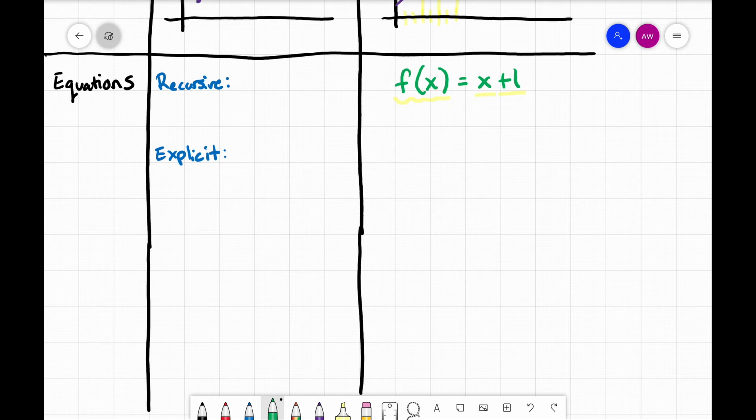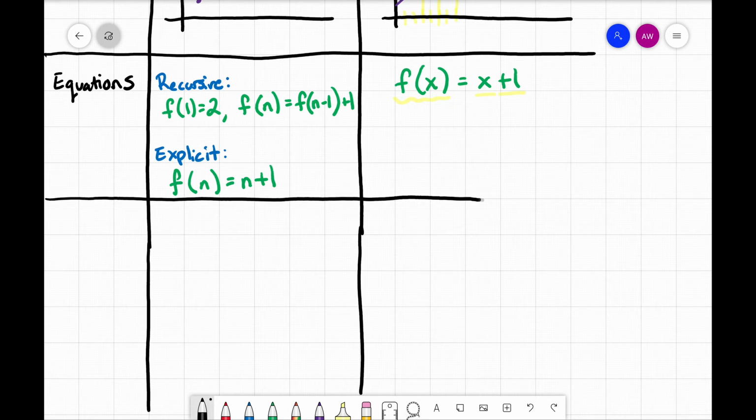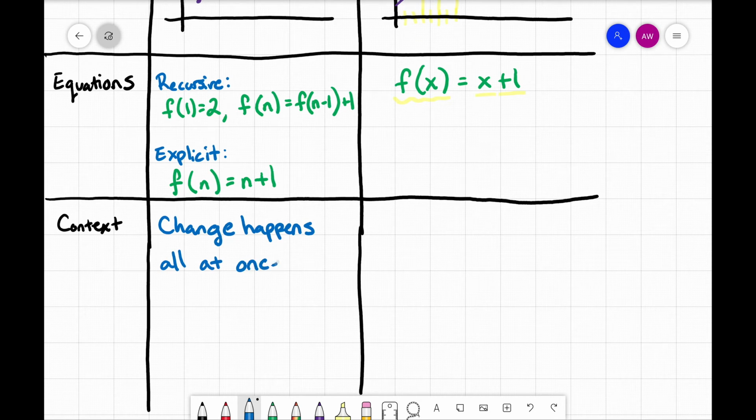Discrete equation example. If we're talking recursive, we could say the function at 1 is 2, and the function for an n is the function at the previous one plus 1. An explicit discrete equation could be saying the function for an n is n plus 1. When we're talking in terms of context or a story, how the change happens is the key. So for a discrete function, the change happens all at once. For a continuous function, the change happens continuously.